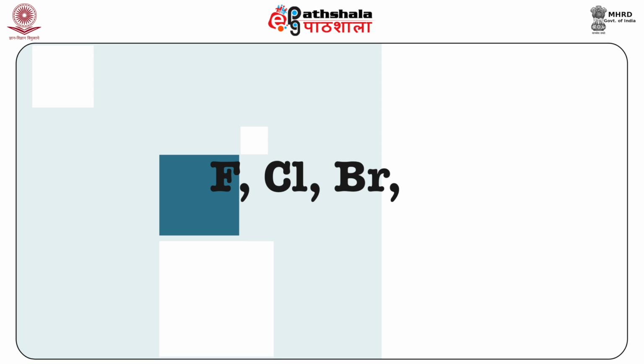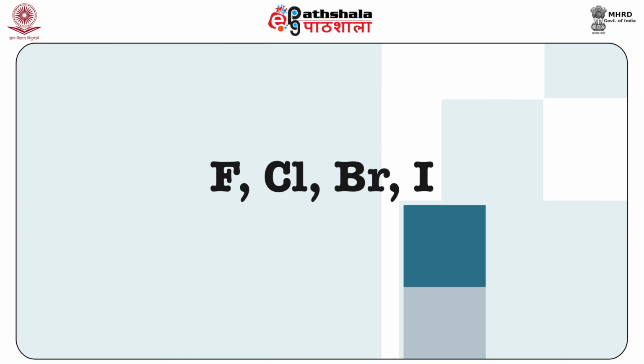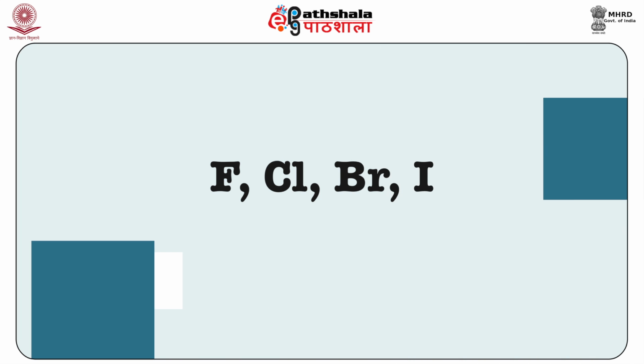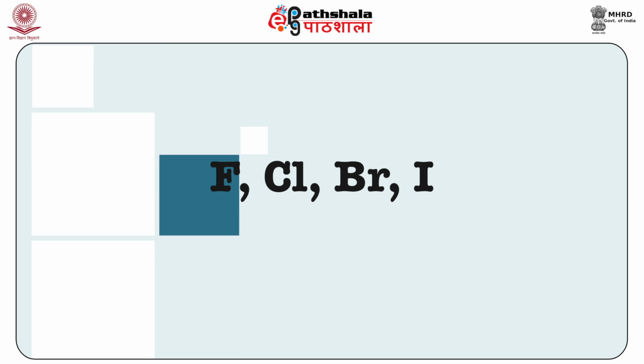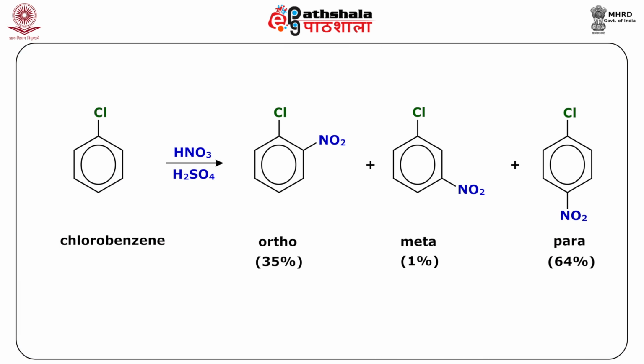Now the sixth category students, and the last category, is fluorine, chlorine, bromine and iodine, that is the halogens, where X is equal to the halogens. Consider the nitration of chlorobenzene. Now you can see here how the products are formed. The ortho-nitrochlorobenzene is 35% in yield and the meta one is only 1%, and the para-nitrochlorobenzene is formed in 64% yield. The reaction is much slower than benzene and ortho and para products are mainly formed, as you can see already in the figure.